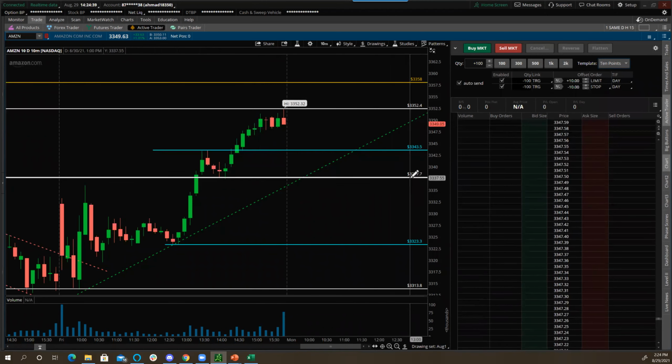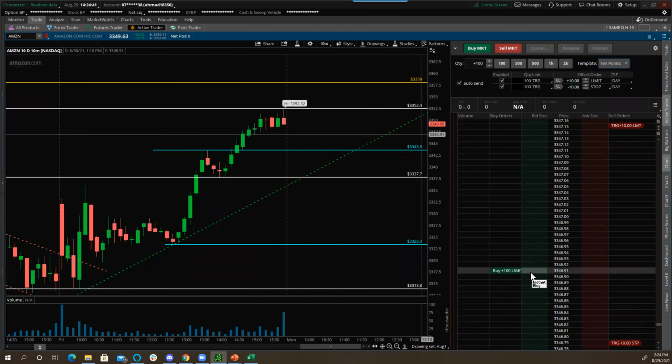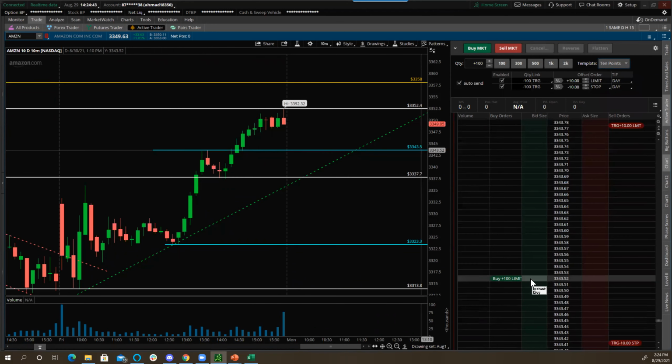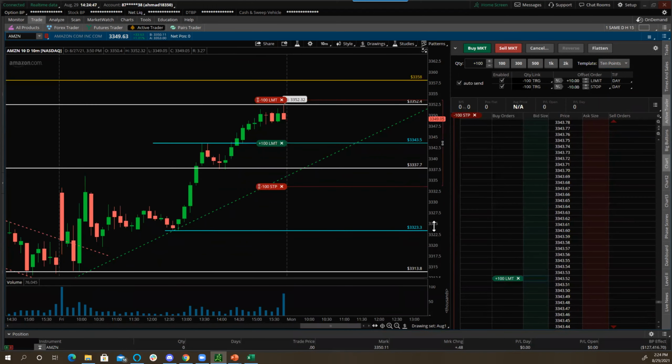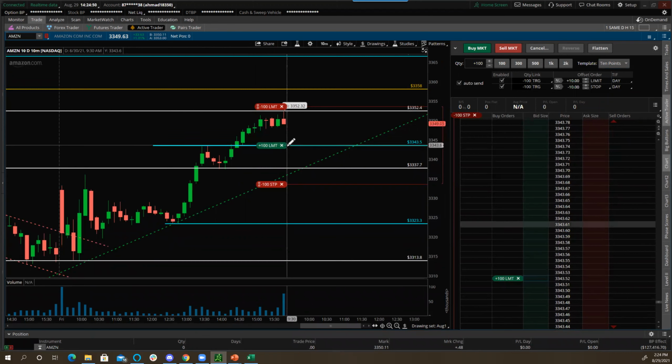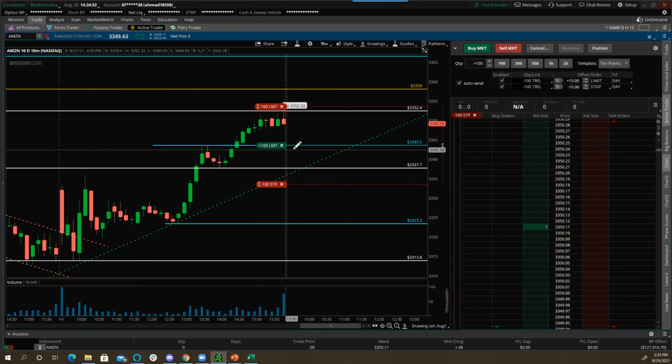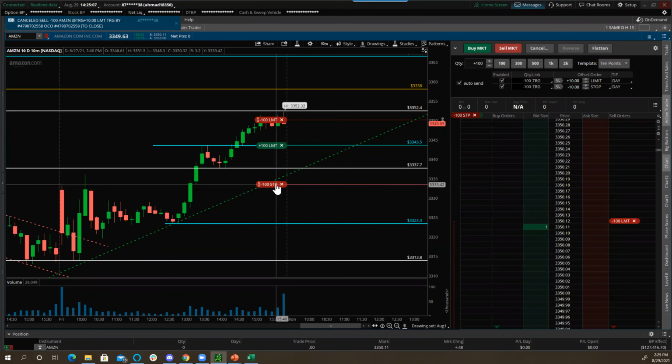I might do it at 33, 37, depending on how price is, but I'll just tell you how it looks like. So this is what the bracket order will look like. What this means is if the price falls down to 33, 43.5, it will buy 100 shares of Amazon. And then if I see, okay, this thing is still going down, but I'm getting $4 or $5 worth of profit, I can always adjust my take profit price. And similarly, I can always adjust my stop price as well.